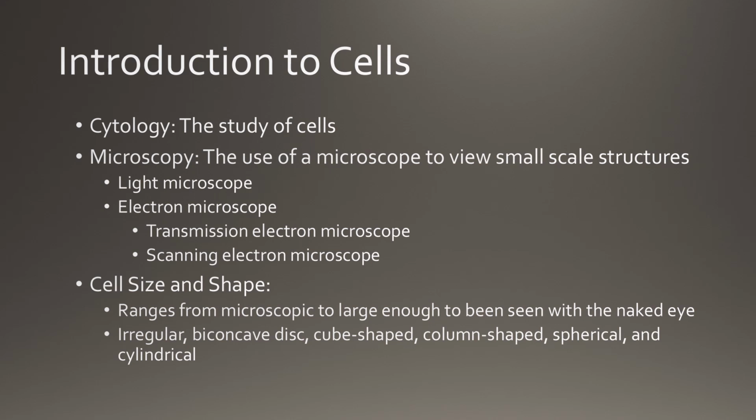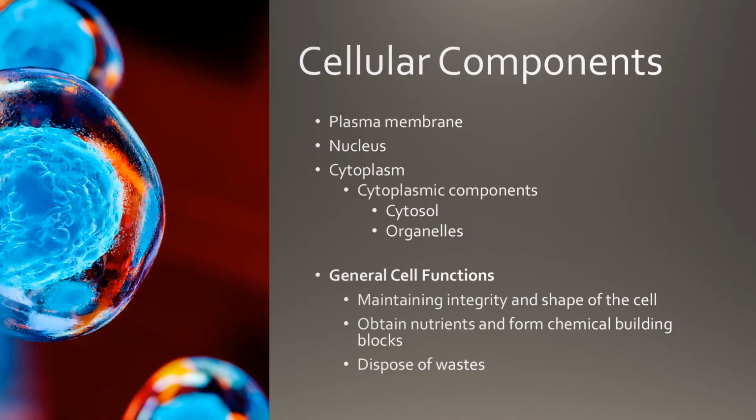Cells vary in size from microscopic to visible to the naked eye. Shapes include irregular, disc-shaped, cube-shaped, columnar, spherical, and cylindrical. Understanding cell size and shape is crucial for comprehending their function and behaviors. Cellular components include the plasma membrane, which is also known as the cell membrane. This forms the outer barrier separating internal cell contents from interstitial fluid.